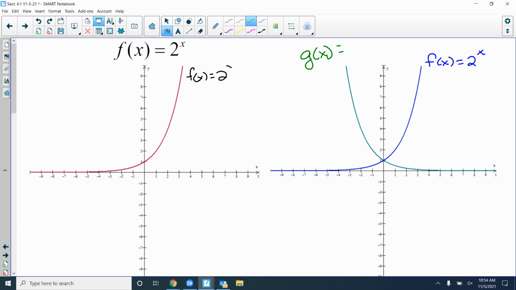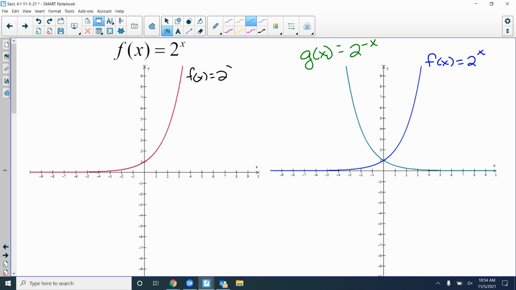You see where it says g of x equals at the top? What do I do to the first one to get that next one? Do you remember, in terms of transformations? 2 to the negative x. Yep, we put a negative with the x. So that would be 2 to the negative x.